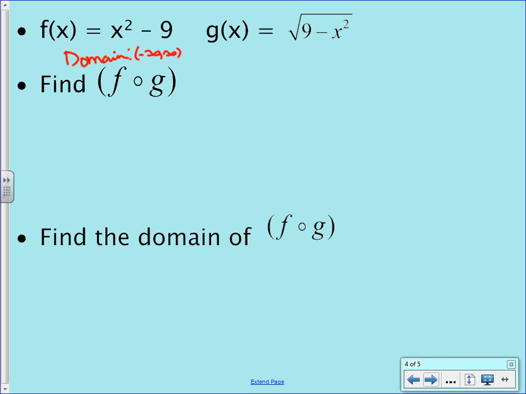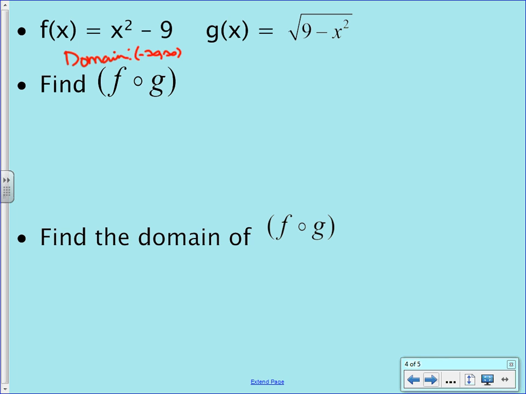0 to positive infinity? Well, we have to be careful because this is 9 minus x squared underneath it here. So we can't think of transformations because this isn't the parent function. Let's think about numbers we can plug in. What is not okay to have under the radical? Negatives are not okay.